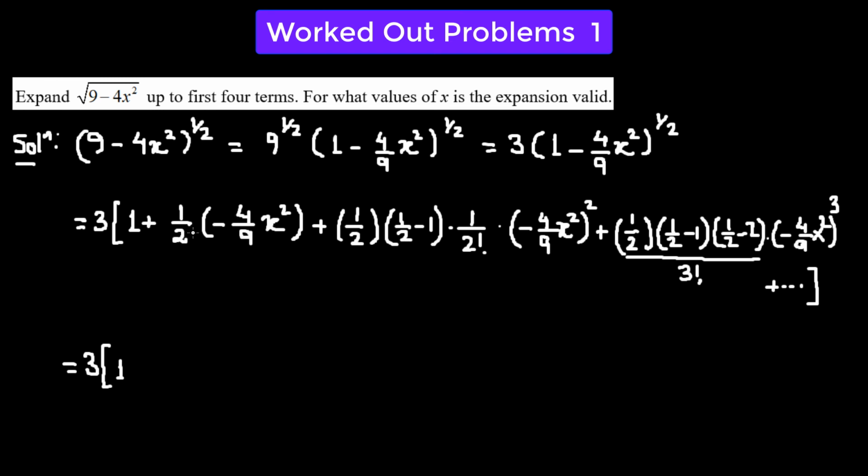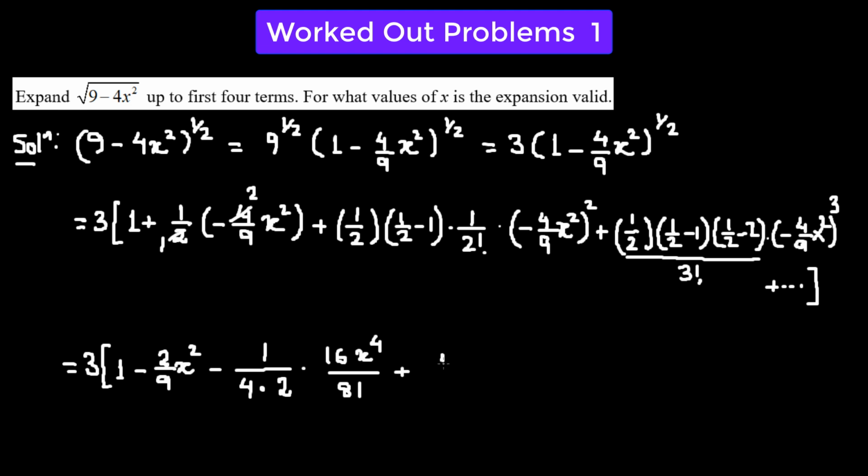So 4 and 2 are both multiples of 2, so we have 2 times 1 is 2 and 2 times 2 is 4. That will leave us with negative 2 over 9 x squared. Now we have half times half minus 1, which is negative half. So half times negative half will give us negative 1 over 4 times 2 factorial. So 2 factorial is simply 2, times negative 4 squared, so that would be positive 16, and x squared whole squared would be x raised to the power 4 divided by 9 squared, which is 81.